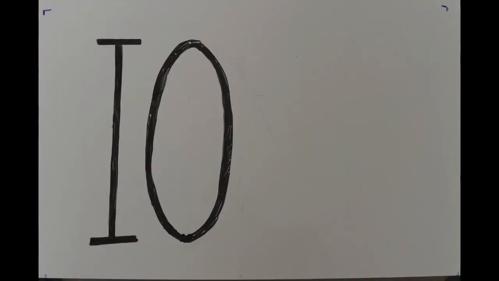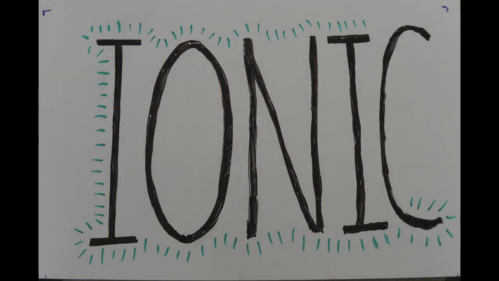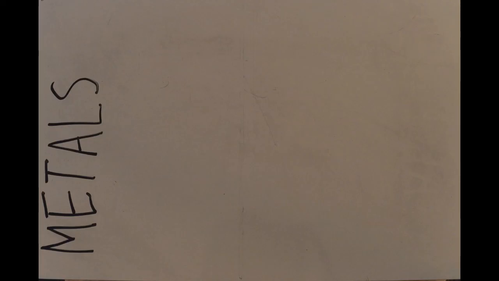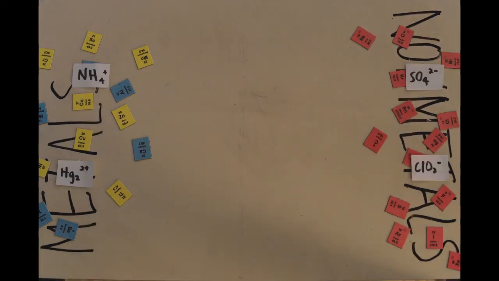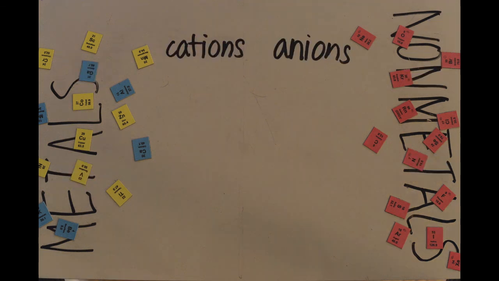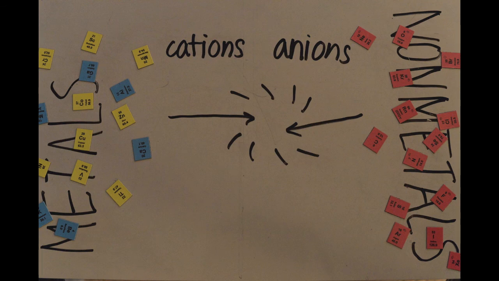The first kind of naming we will go over is for ionic compounds. Ionic compounds consist of a cation and an anion, typically a metal and a nonmetal. However, sometimes a positive polyatomic ion such as ammonium or dimercury can replace a metal, and a negative polyatomic ion such as chlorate or sulfate can replace a nonmetal. When these cations and anions come together, they form ionic compounds.